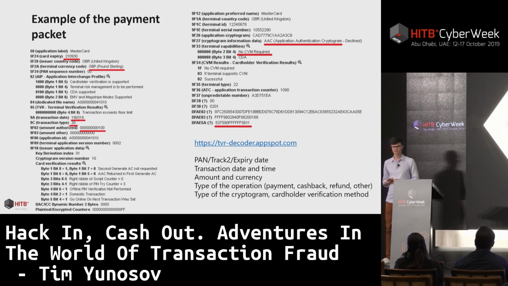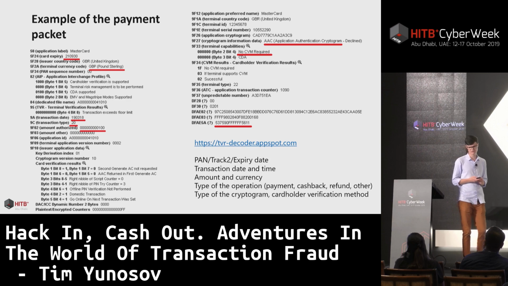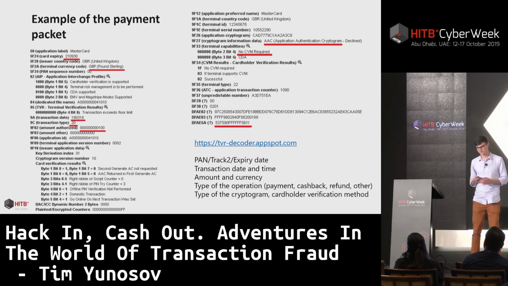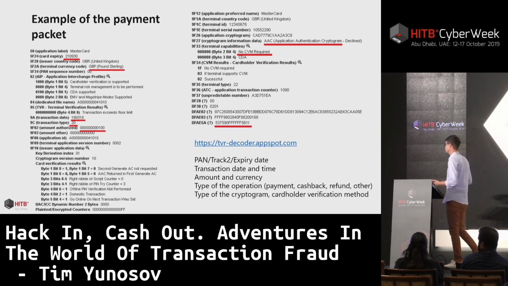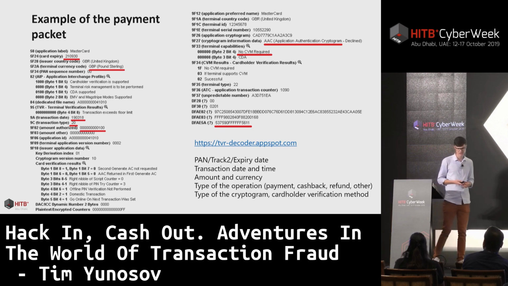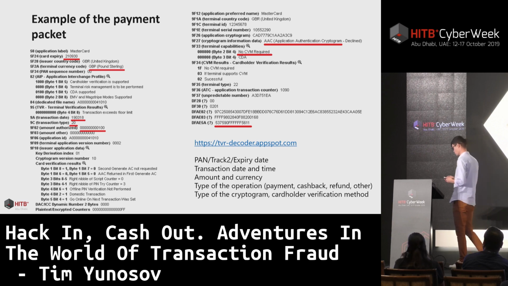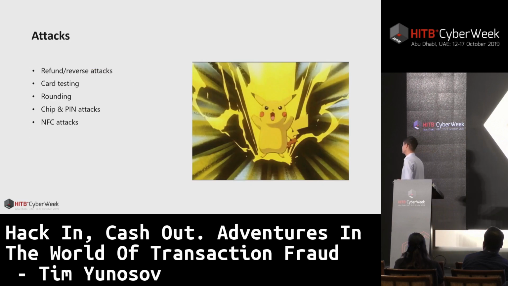So what interesting things can you find at this stage of the payment packet? You have things like card number, track 2 equivalent, expiry date, transaction date and time, amount, obviously, and the currency of the transaction that was made, type of operation, so it can be just a regular payment, can be cashback, refund, and type of the cryptogram that was made during the payment process, if there were any, and type of cardholder verification, so it could be chip or it could be PIN or signature or no cardholder verification at all.